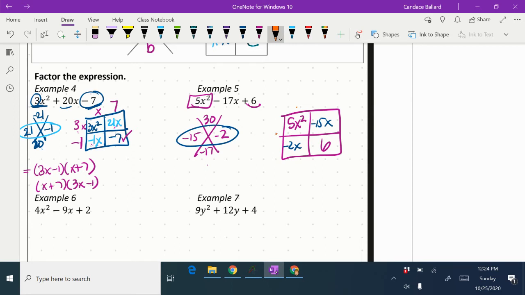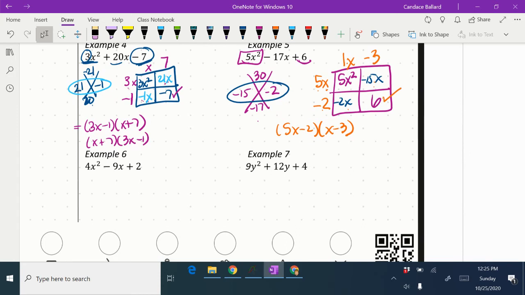So I know 5 divides into the 15, not into the 2. So I'm going to put the 5 on the left side and 1x on the right side. How many times does 5x divide -15x? -3. How many times does 1x divide -2x? -2. -2 times -3 is +6, so it checks out. So I have 5x minus 2 times x minus 3.